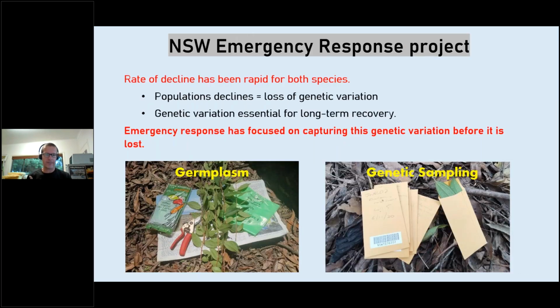Because the rate of decline has been so rapid, and we're losing individuals and entire populations, we also know that we're losing genetic variation within those species, and that genetic variation is essential for long-term recovery, as well as having that adaptive potential for the future, for any changes that may come. So the emergency response in New South Wales has really focused on trying to capture that genetic variation before it's lost, and that's largely been done through germplasm and genetic sampling.